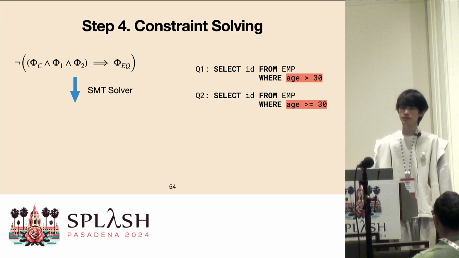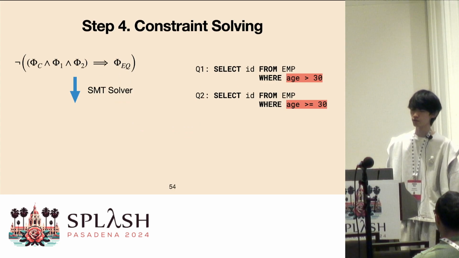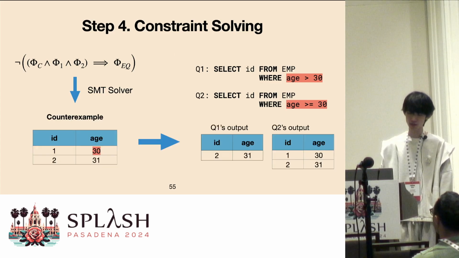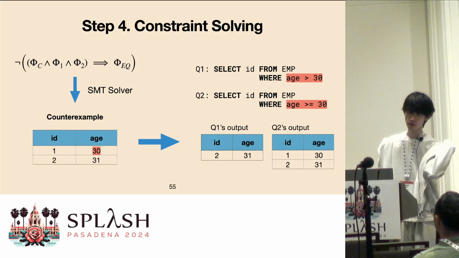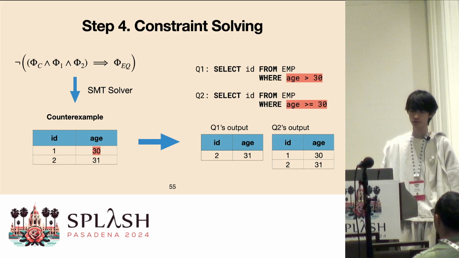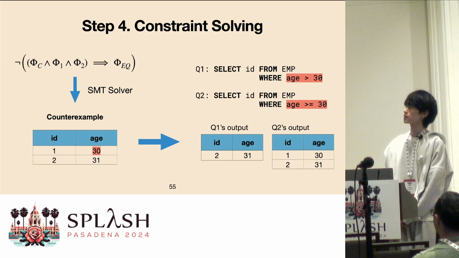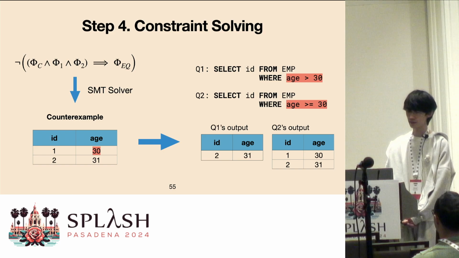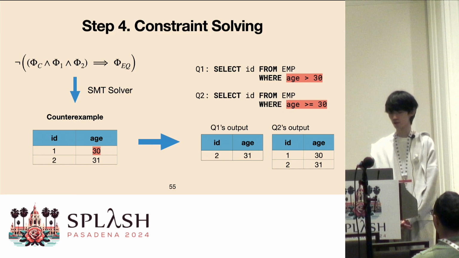And with all the pieces in place, we can now check for equivalence by solving this formula above. And in this case, VeriEQL will find a counterexample that can make two queries produce different outputs. Specifically, there's one row in the table where age is exactly 30. This row will be included in the output of query 2, but not query 1.